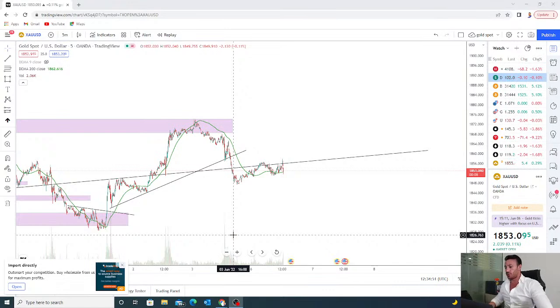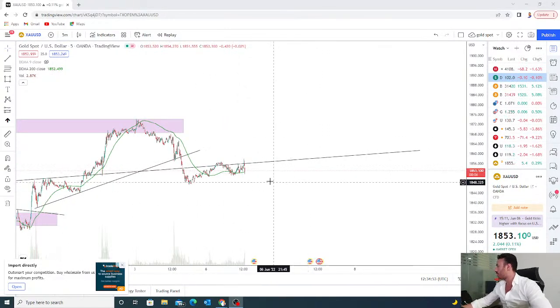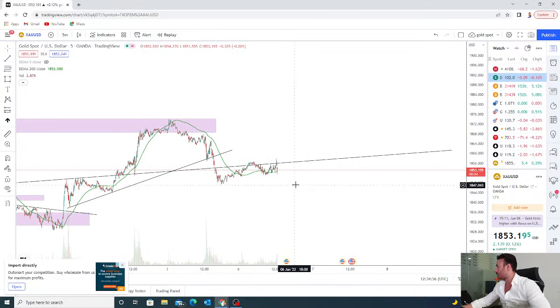Today, the 6th of June 2022, we are trading gold against US dollar.